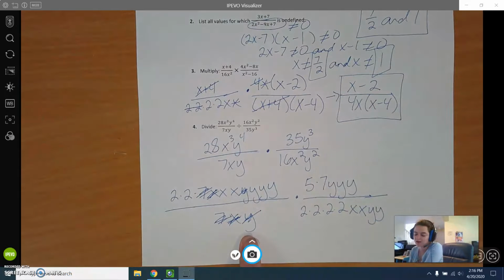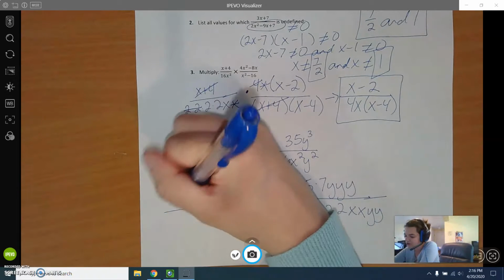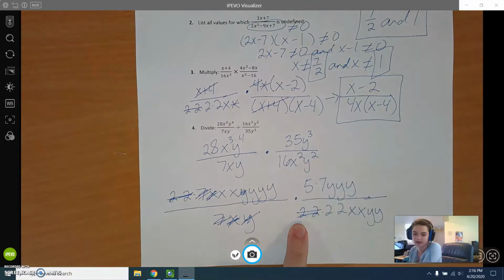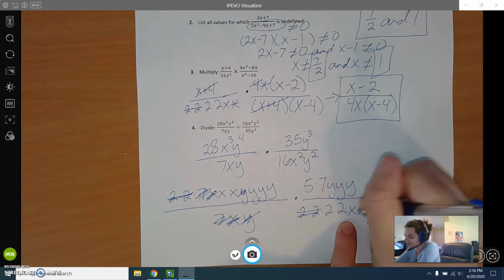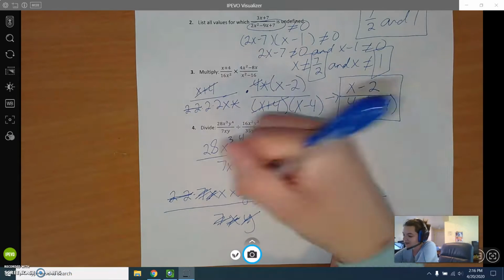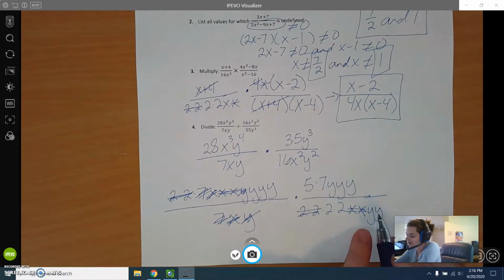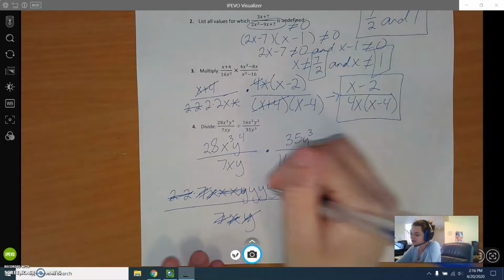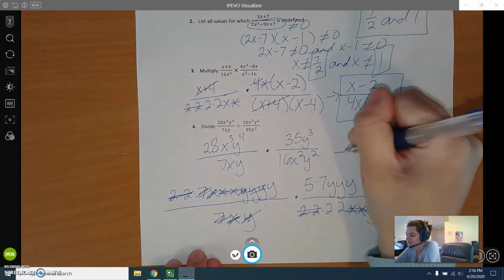Okay. Let's see, next denominator. I can divide out actually 2 2's, because there's 2 2's up here and 2 2's down there. I don't have any more 2's though. I can get rid of some x's by dividing those out. So divide by 2 x's and divide by 2 x's, and divide by 2 y's, and divide by 2 y's. And I think that's all I can do. Okay? Then I can just remultiply everything together.